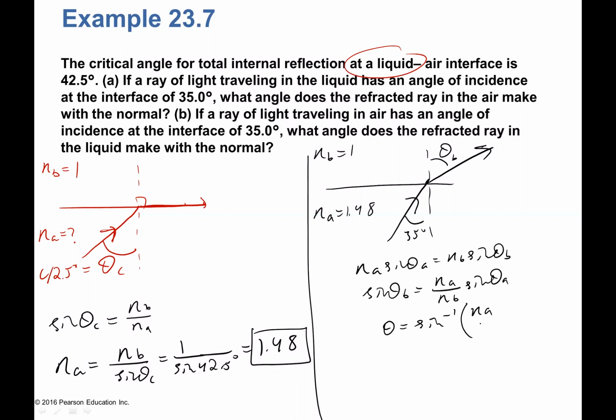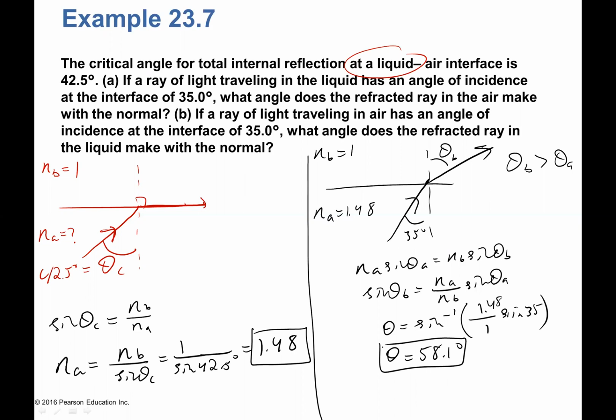Where I get nA over nB times sine of theta A, all of them in the argument, right? All of them in the argument. So if I calculate for this theta, plug in, let's say, for nA, it's 1.48. For nB is 1, and theta A is then sine of 35. Okay. So if I calculate, you should expect theta B to be greater than theta A, and we do get that, 58.1 degrees. All right.